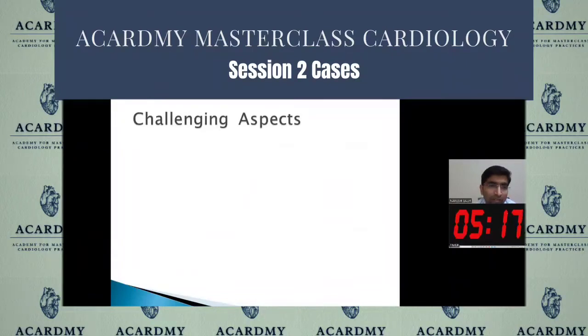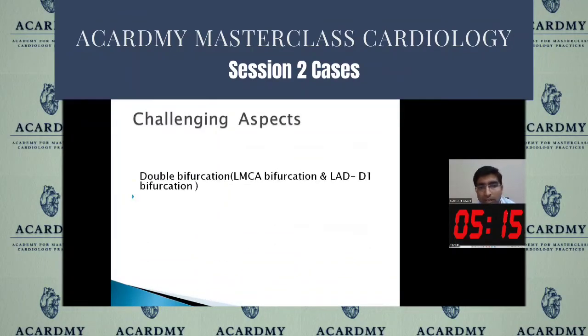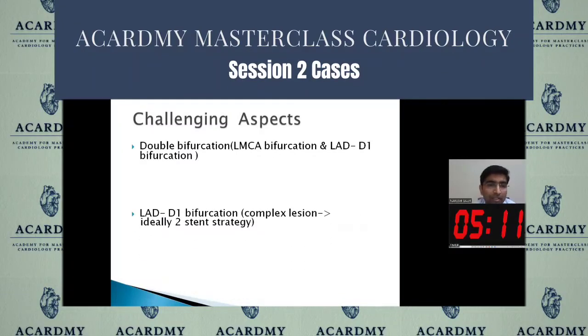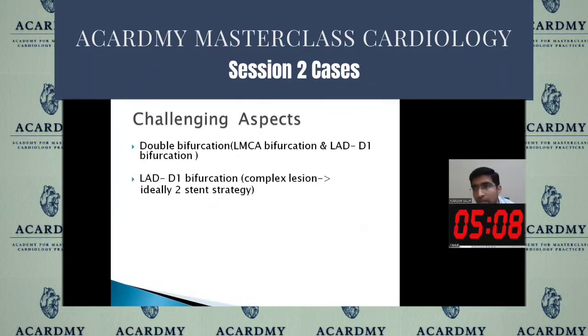So for us, the challenging aspect was that it was a double bifurcation, and definitely the LAD-diagonal bifurcation was a complex lesion, because one major criterion, side branch lesion more than 90% with more than 10 mm disease, was there, and a minor criterion, thrombotic occlusion of main vessel with disease segment more than 25 mm, was there. So it was a complex lesion. So ideally a two stent strategy should be there.